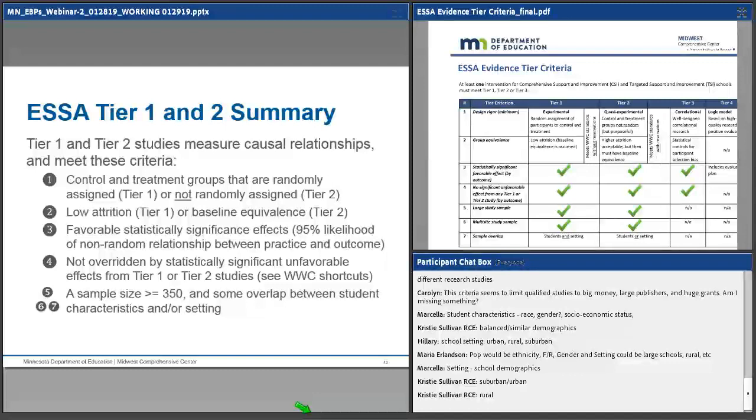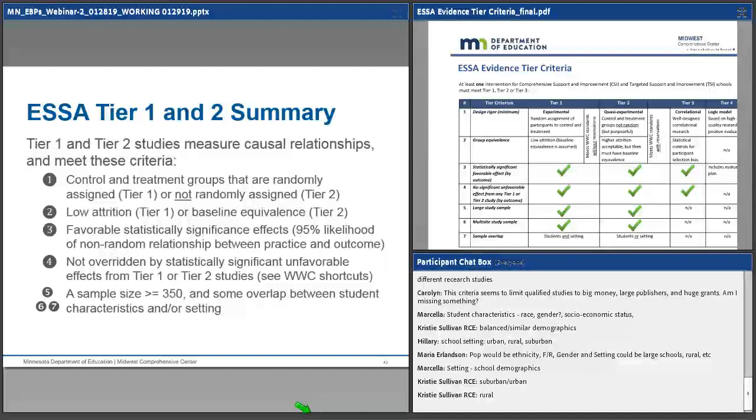Remember that Tier 1 and Tier 2 studies measure causal relationships, which is their biggest advantage over correlational studies. And we know that Tier 1 and Tier 2 studies are going to use control and treatment groups that are either randomly assigned or otherwise. They're going to have low attrition or baseline equivalence, which is going to make for a more rigorous study design. They're going to have favorable statistical significance that is not overridden by some negative effects from any other studies that are Tier 1 or Tier 2.